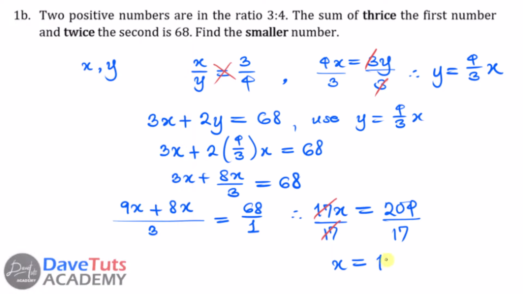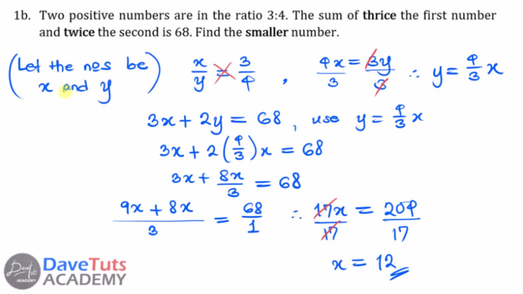X is nothing but 12. Now, I don't need to find the other number because I can already say that my smaller number is x. So if I'm to work that out, originally I say let the numbers be x and y. The numbers being x and y, x is the smaller one, corresponding to a ratio of 3, y is the larger one, corresponding to a ratio of 4.